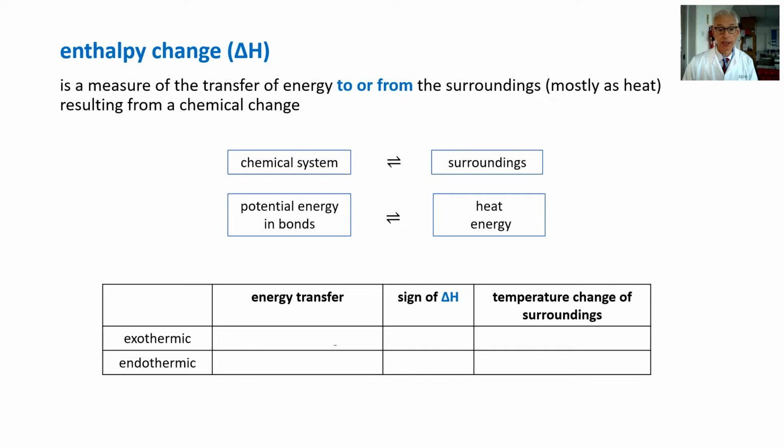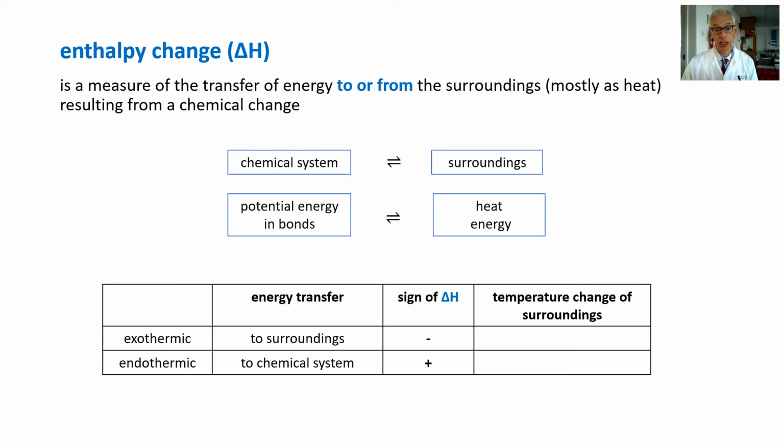So here is the direction of change. The energy transfer is to the surroundings. So in an exothermic reaction, energy is transferred from the chemical system to the surroundings. The opposite is true for endothermic. There, energy is transferred from the surroundings to the chemical system. By convention, for an exothermic reaction, the enthalpy change delta H is given a negative sign. And by convention, delta H is positive for endothermic change.